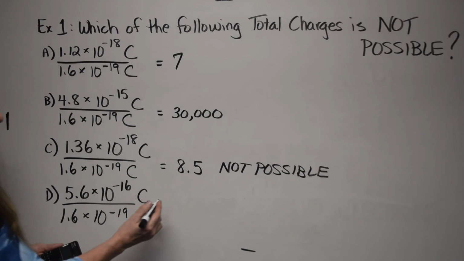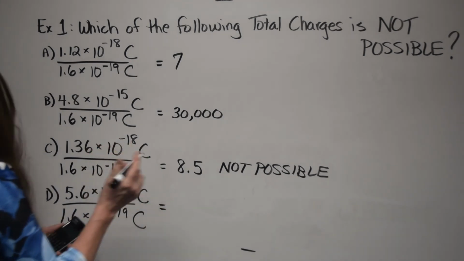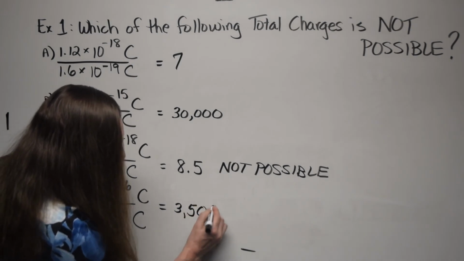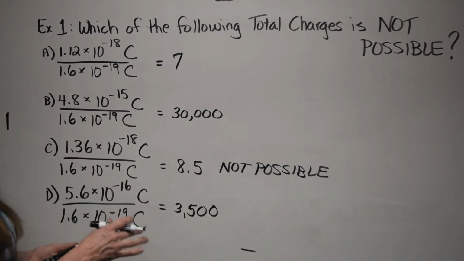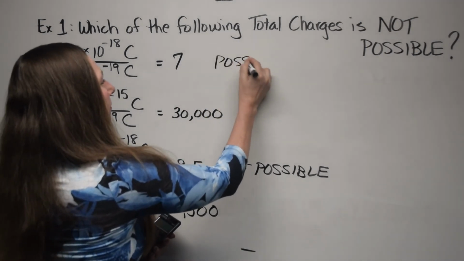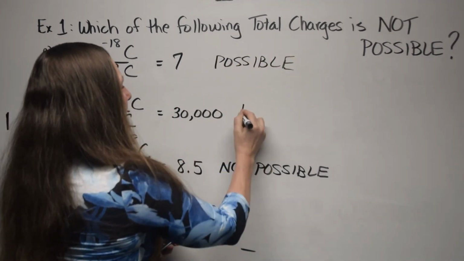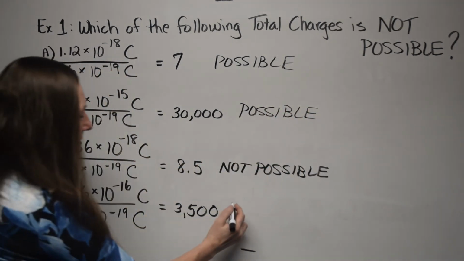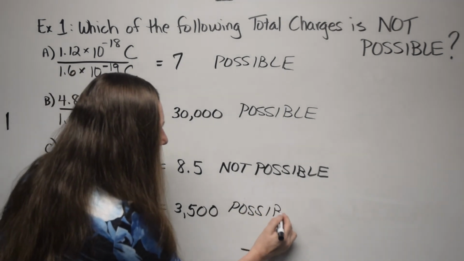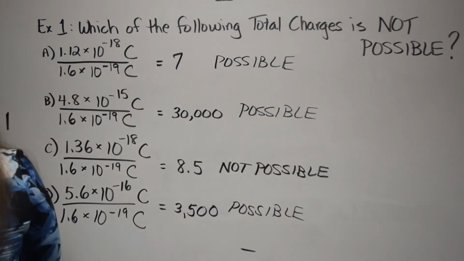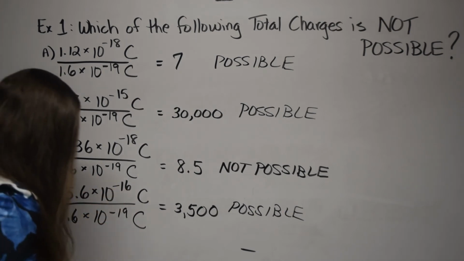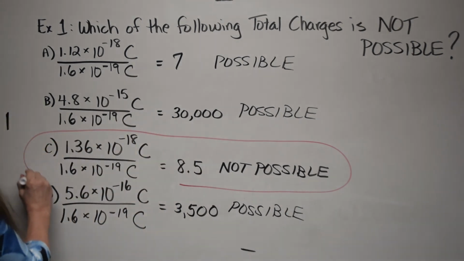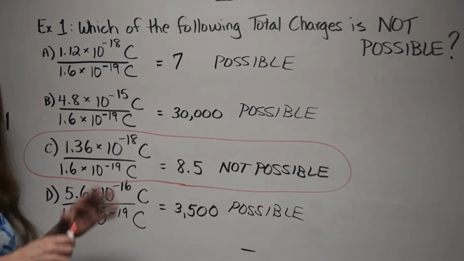That is not possible. All right, this one down here, you do the division, and you get 3,500, which again is possible. So this is possible. This is possible. This is not possible. This is possible. All right, the question says, which of the following total charges is not possible? And the answer is C, this total charge is not possible.